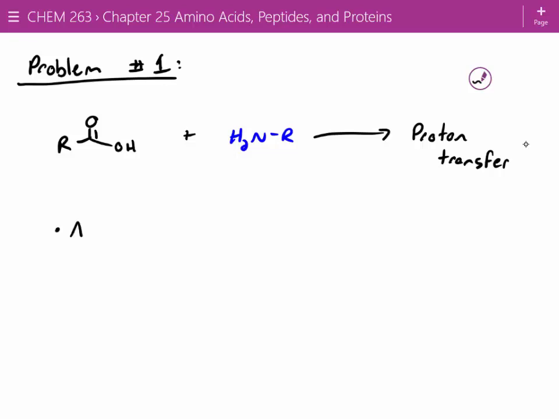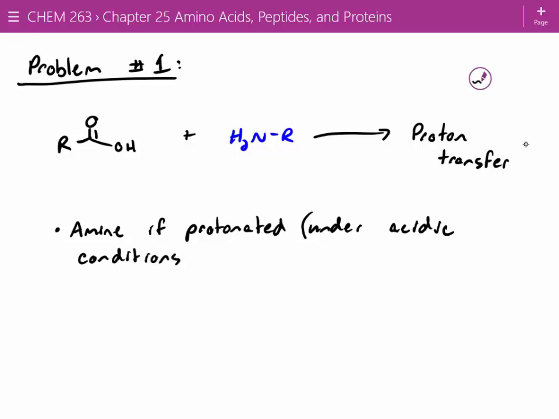So the amine, if protonated under acidic conditions, is a poor nucleophile. And then other people will say, well, what about just forcing it and doing it under really, really basic conditions? But then you run into the problem of the alcohol, that OH on the carboxylic acid, being a really poor leaving group, right? You're not going to expel an O2 negative. That just never happens.